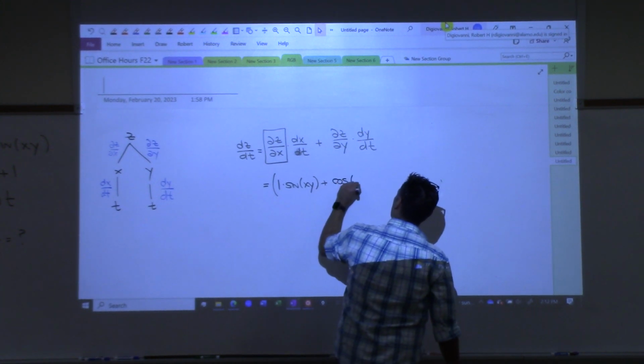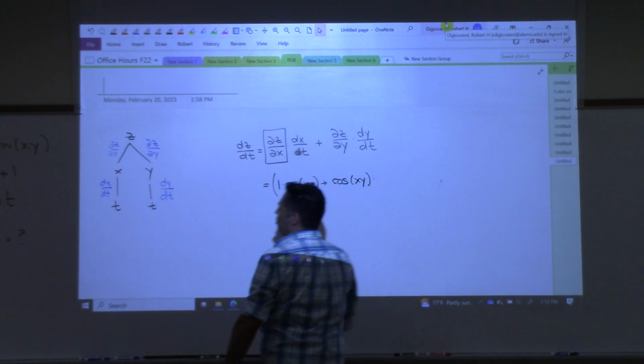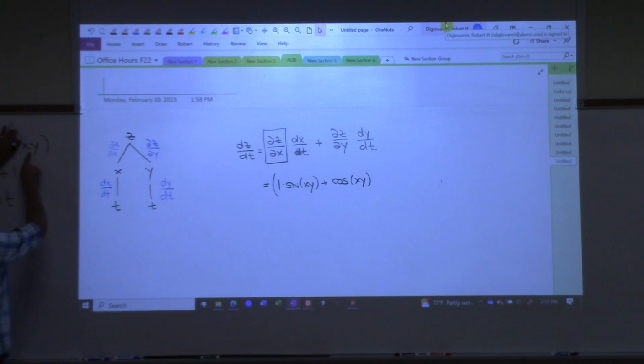Chain rule, times the derivative of what's in here. And I'm doing this with respect to x, so I'm treating y like a constant. So the derivative of x times y should just be y.